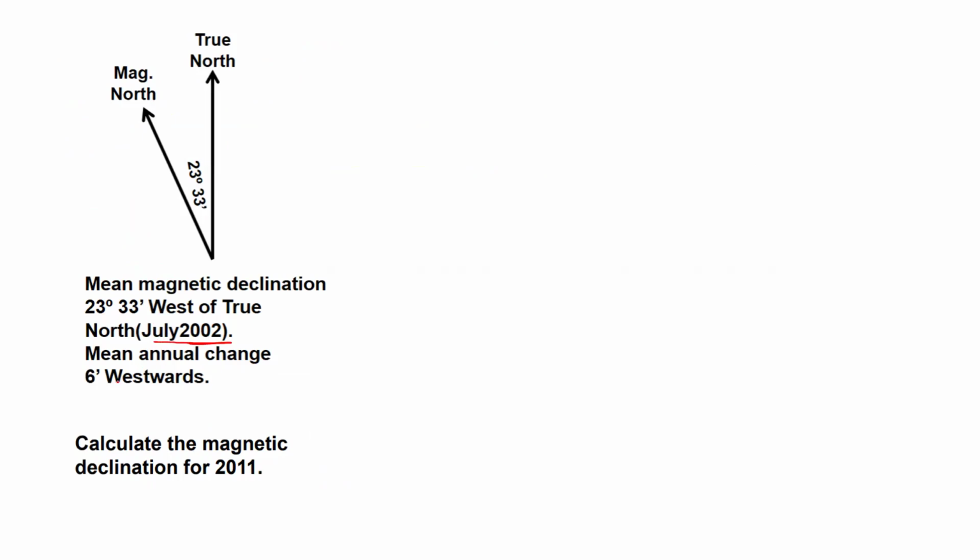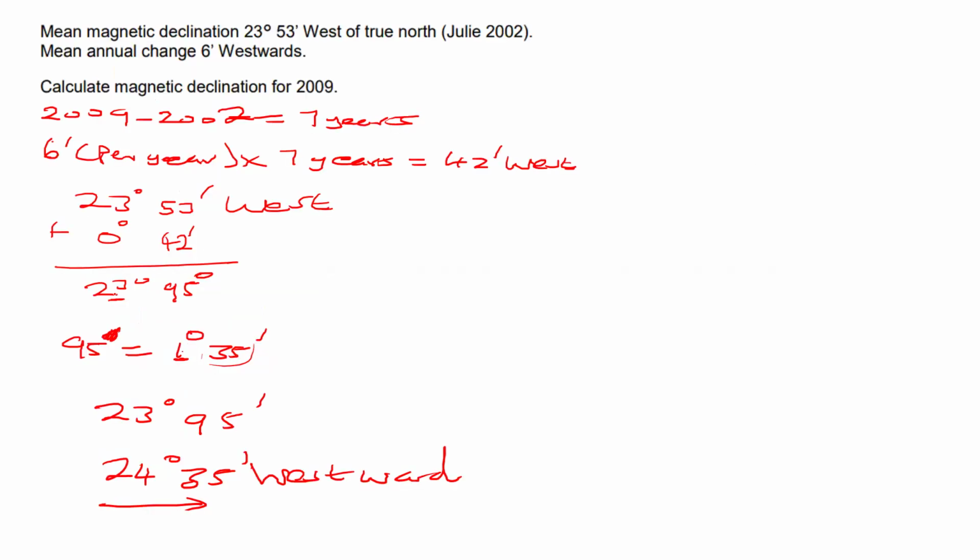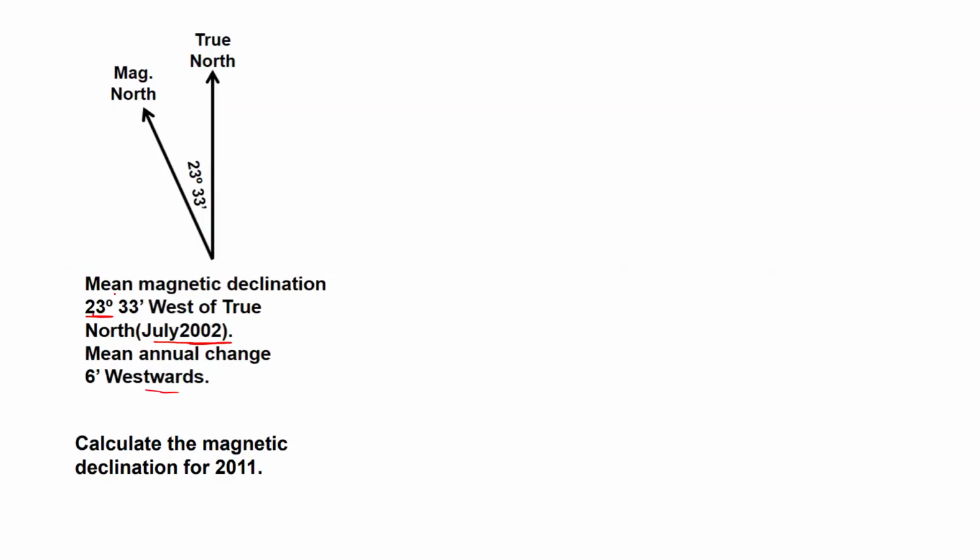Mean annual change is 6 minutes westward. So the only thing that changed now is this from the previous one. Remember, from the previous one we had 23 degrees 53 minutes. Now we have 23 degrees 33 minutes. But you'll agree with me that the analogy will still be the same. So now you understand, you got the gist of that.